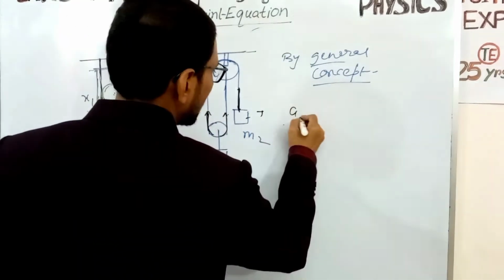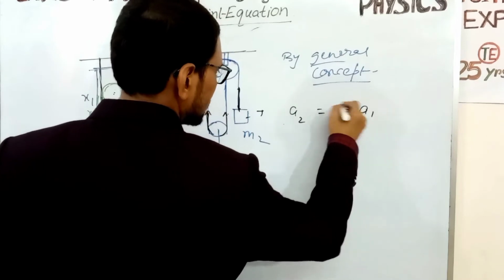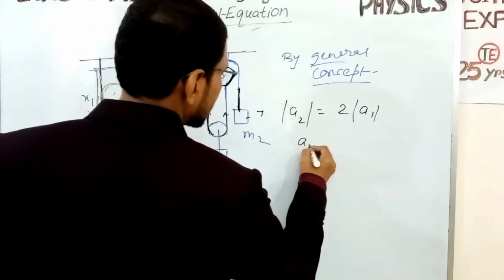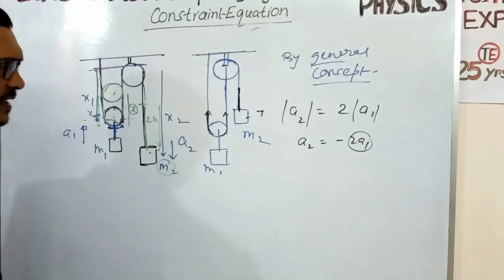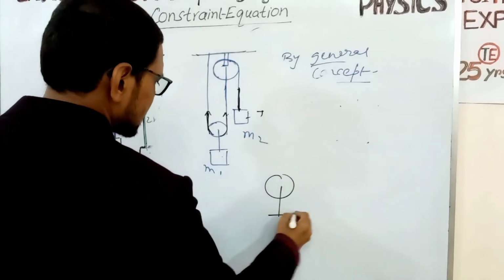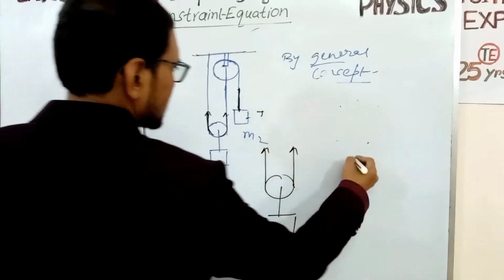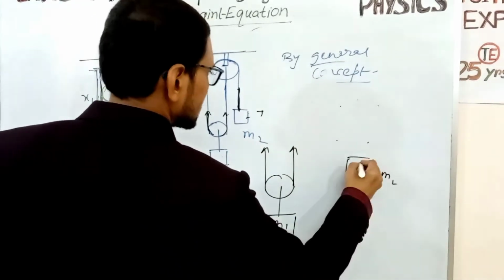So acceleration of A2 equals double the acceleration of A1 if we take the magnitude. By the constraint equation we get A2 equals minus 2A1. That is, magnitude and direction both we get from the constraint equation. What is the free body diagram? This is M1, this is M2.